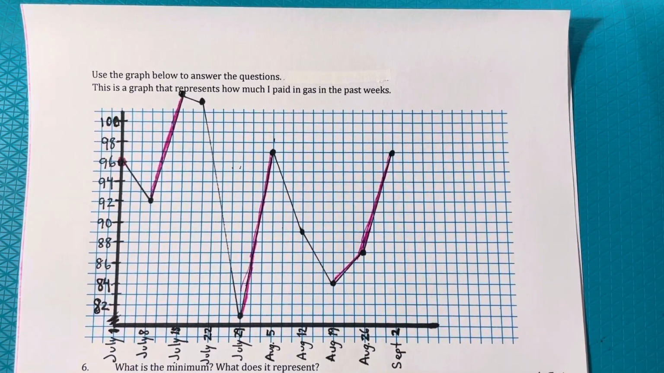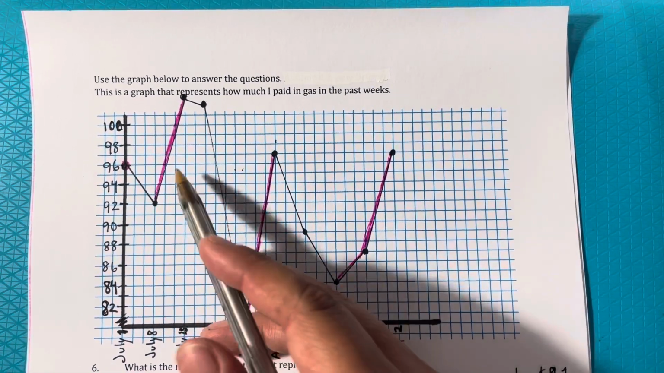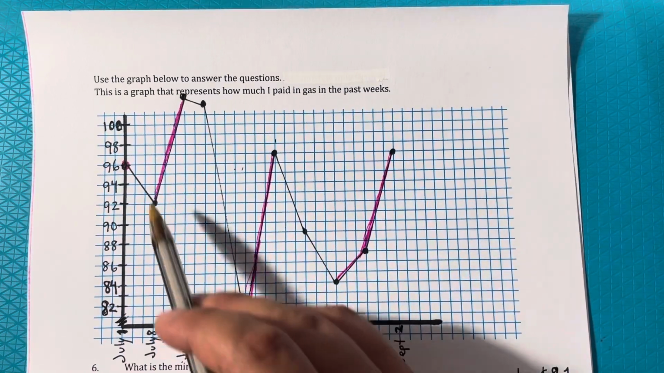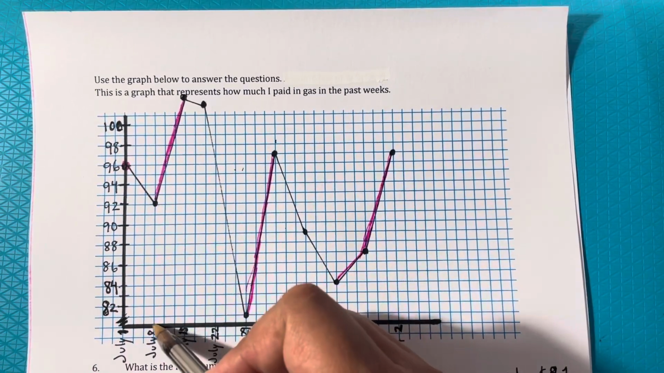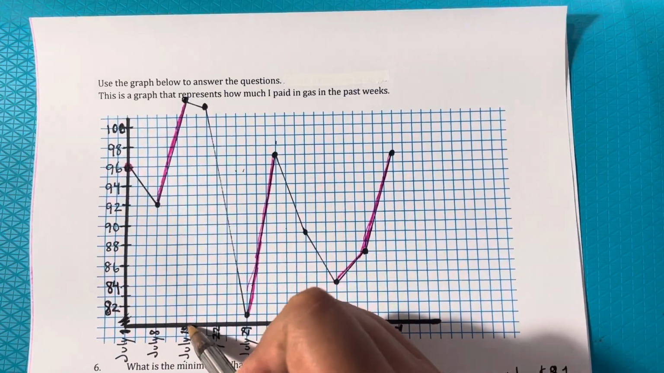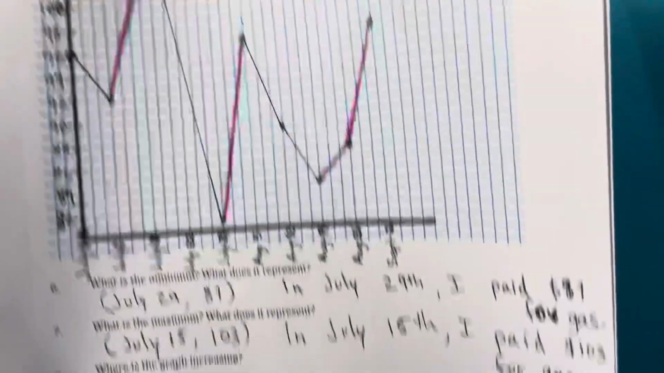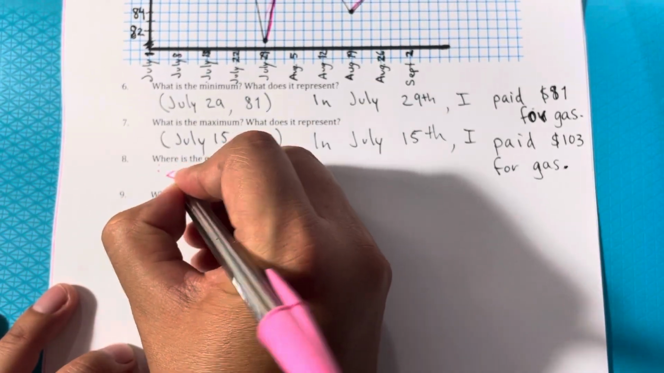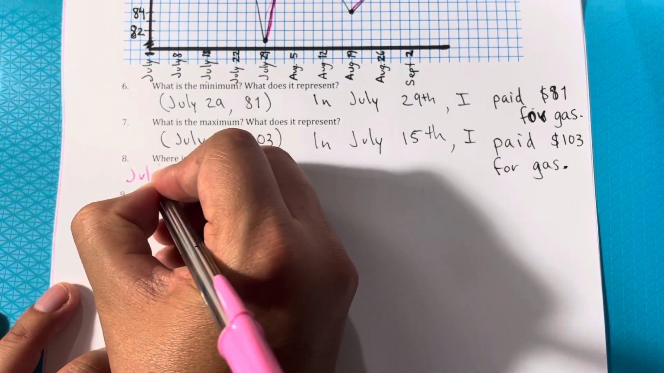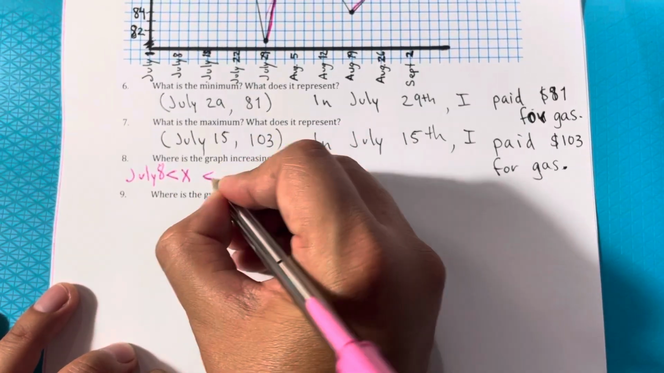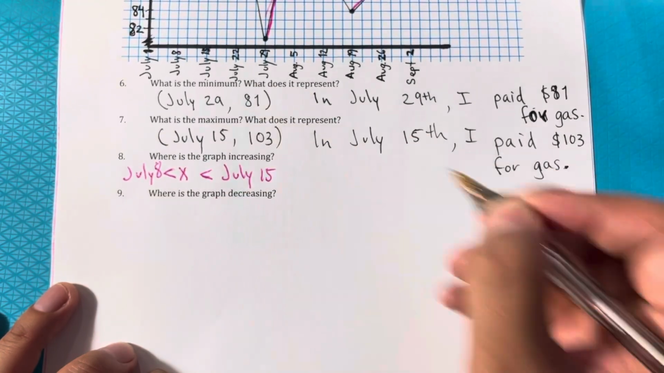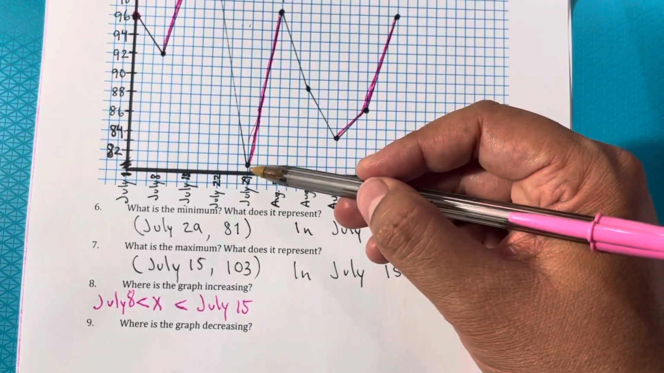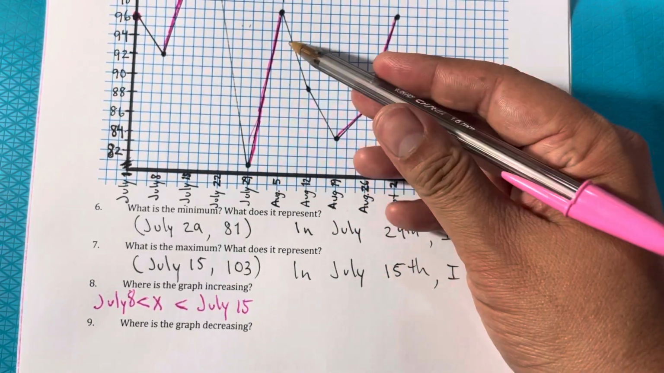Okay, how do we annotate that? It's between July 8th and July 15th. So it's increasing between July 8th and July 15th. The prices went up, or I drove more, I don't know. From X after July 8th but before July 15th. Okay, also, I can see both. Also between July 29th and August 5th.